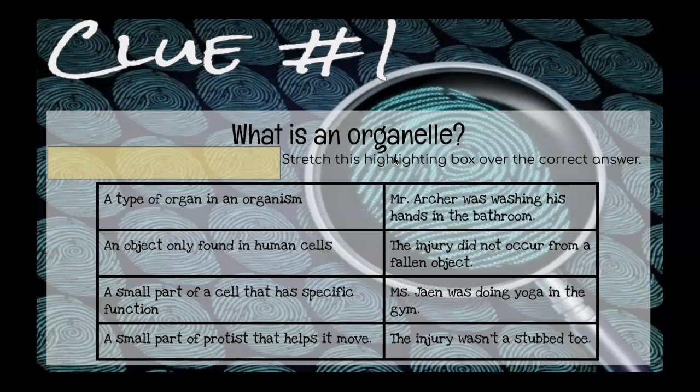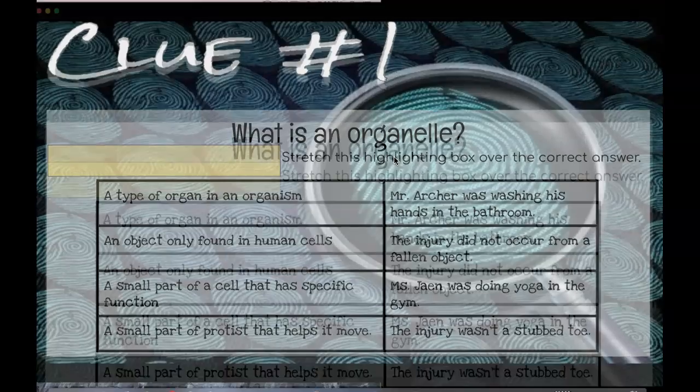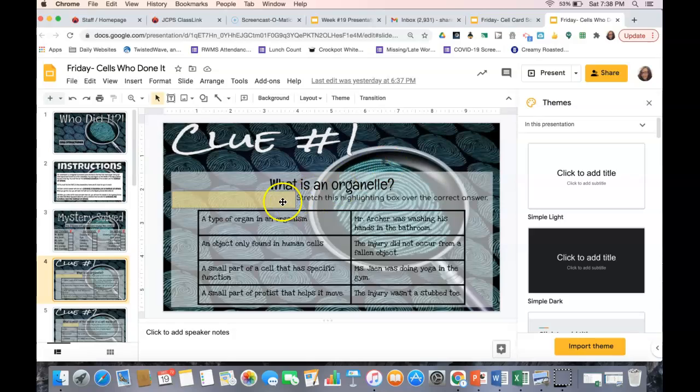Clue number 1 says, what is an organelle? It says stretch this highlighted box over the correct answer. So here are our options. A type of organ in an organism, an object only found in human cells, a small part of a cell that has a specific function, or a small part of a protist that helps it move. So I know an organelle is this tiny structure that has a specific function for the cell. So I'm going to move my highlighted box there and stretch it out. There we go. So my answer is highlighted.